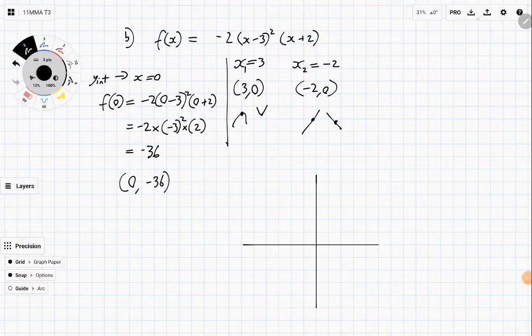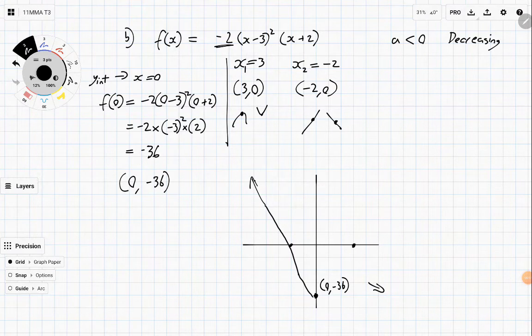And this one is a is less than 0, negative 2 is less than 0, so it's going to be decreasing. Meaning, up here is where it's going to start, down here is where it's going to end. And I know that it goes through 0, negative 36 here. I know that it has a turning point at 3. And then it's got a cross through at negative 2, 0.